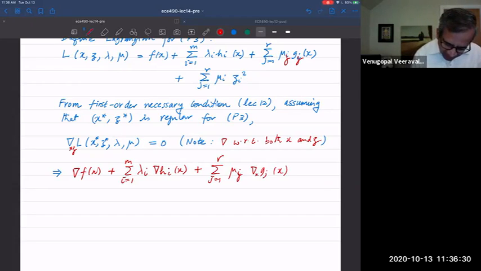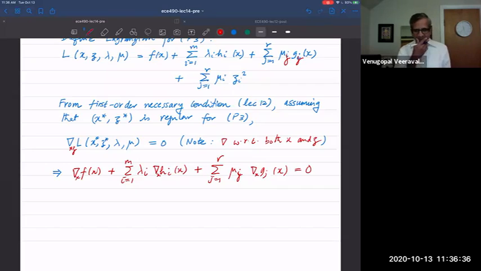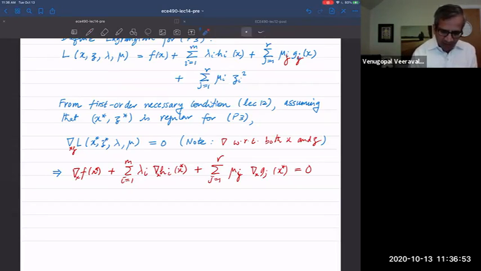Okay, all these are gradient with respect to x at x star. Now let's do the gradient with respect to z. Then these guys will not play any role. They'll go to 0, and it's only the last term. Okay, so let's write that down.